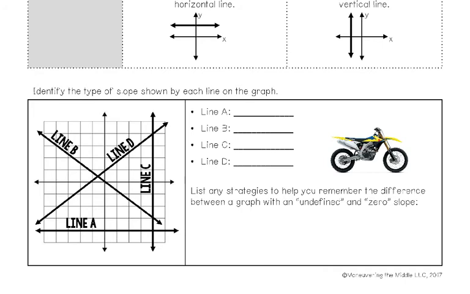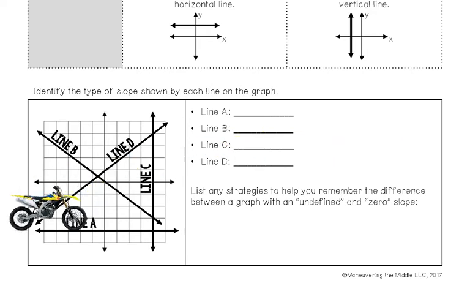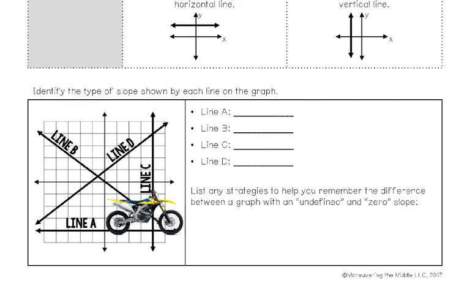Okay, so you should have just paused the video and tried this by yourself. We're going to start with line A. That's this flat horizontal line. Remember, horizontal is like the horizon. So left to right, it's flat. I want to start left of the line, and I want to put my dirt bike on it. When I move from left to right, it's not going up, it's not going down. It's a flat line, so it's got a zero slope.